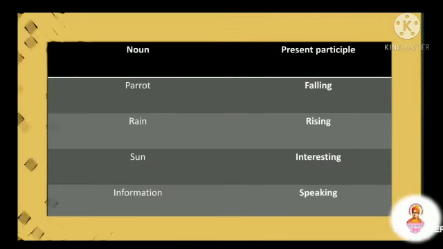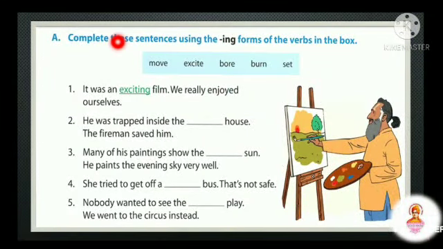Now, shall we move to the exercise? Yes. Complete the sentences using the ing form of the verb in the box. Here a help box is given. In this help box you can see the verbs move, excite, bore, burn, set. Now the sentences are given below. We have to complete these sentences using the present participle, which means you have to end the verb with ing and then fill in the sentences.